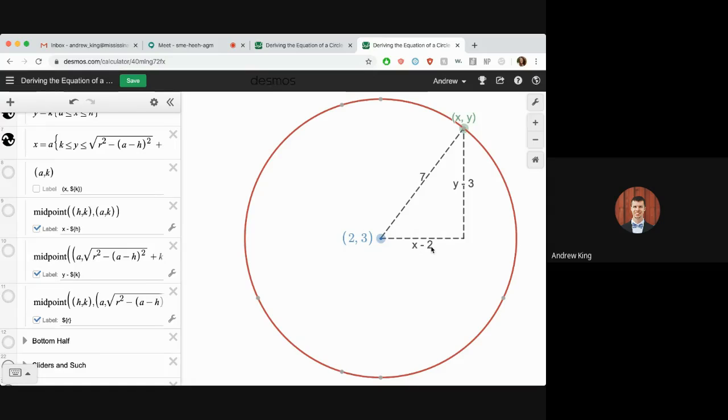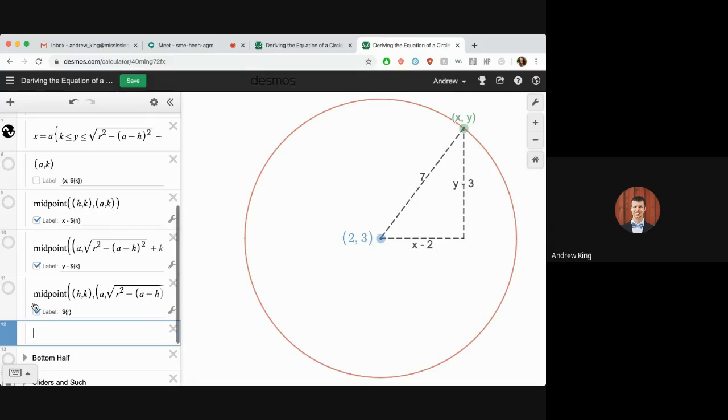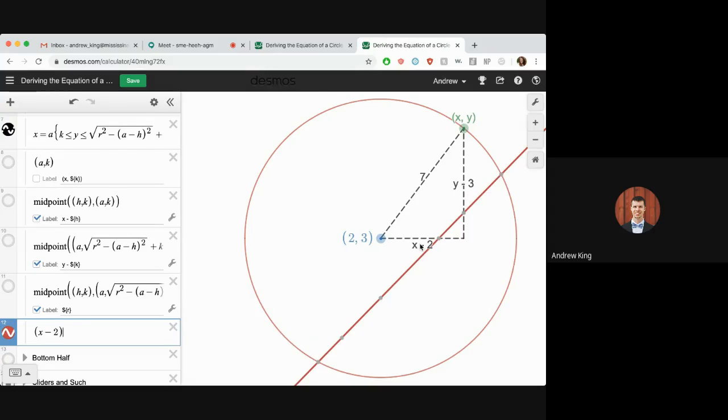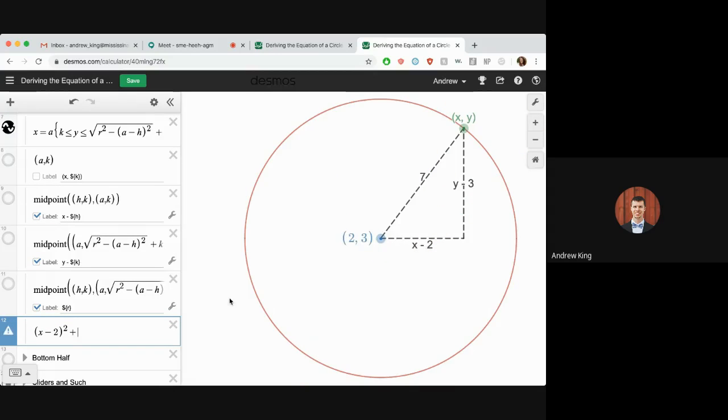But let's see if I plug these parts into the equation of the circle. Let's do it in a different color here and see if we get the same thing. So Pythagorean theorem is all the equation of a circle is. X minus 2 squared, plus y minus 3 squared. That should be equal to the hypotenuse squared, which in this case is 7. So it should be equal to 7 squared. And notice that's the exact same circle, just on top. Okay? So that's where it comes from.